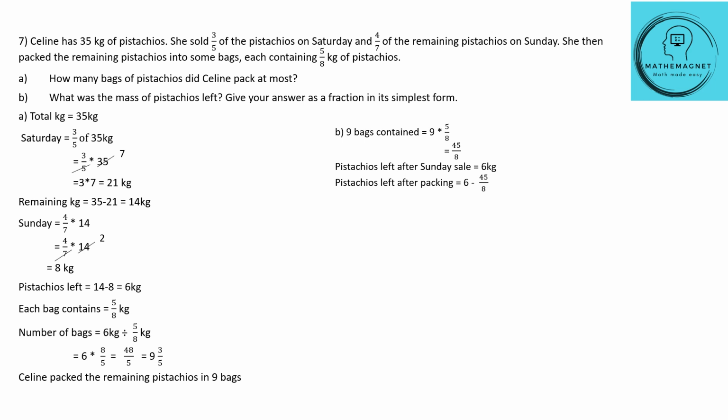Now to make this an equivalent fraction, we'll convert 6 as 48 by 8. Okay, so you will get the same denominator as 8. So it becomes 48 by 8 minus 45 by 8, that is equal to 3 by 8. So the pistachios left after packing into 9 bags becomes 3 by 8 kg.